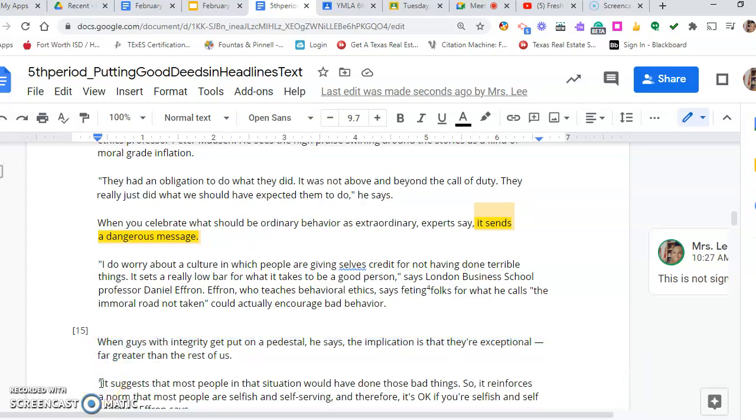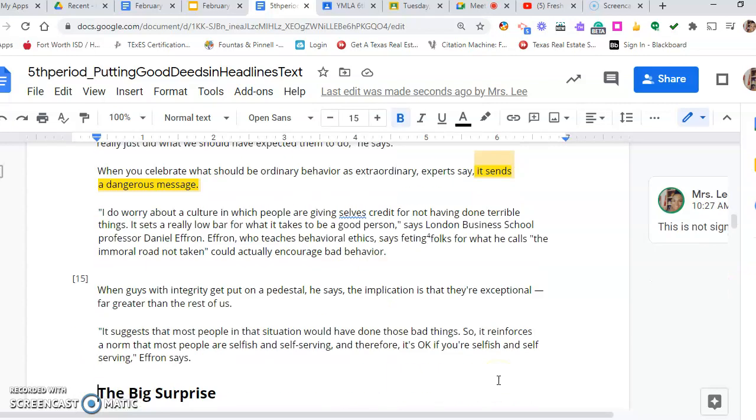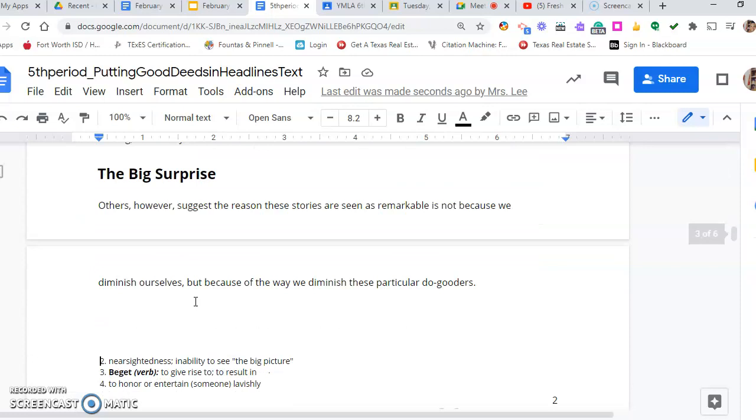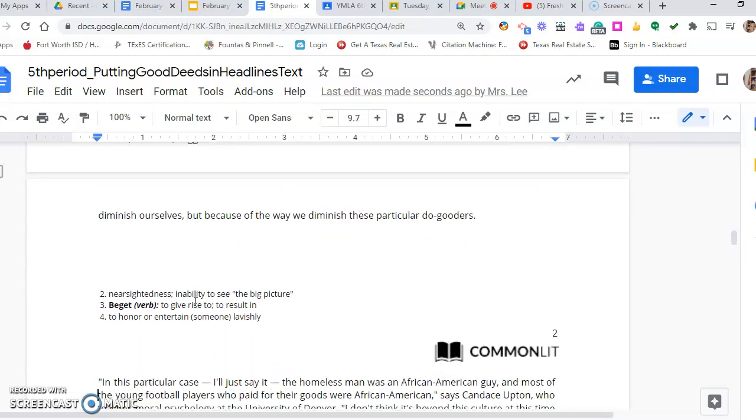It suggests that most people in that situation would have done those bad things. So it reinforces the norm that most people are selfish and self-serving, and therefore it's okay if you're selfish and self-serving. However, others suggest the reason these stories are seen as remarkable is not because we diminish ourselves, but because of the way we diminish these particular do-gooders.